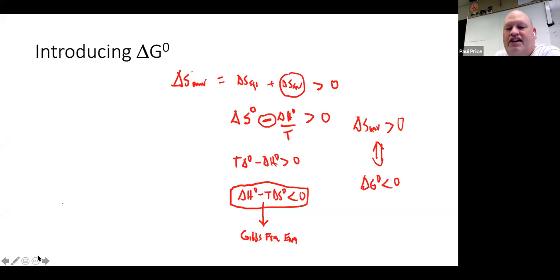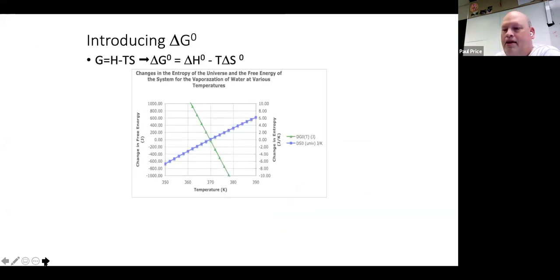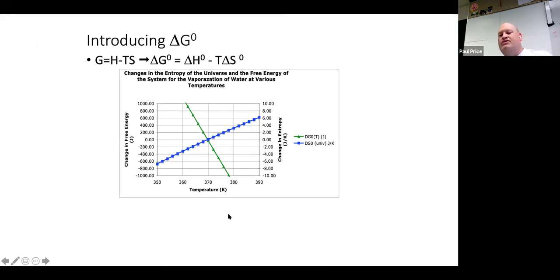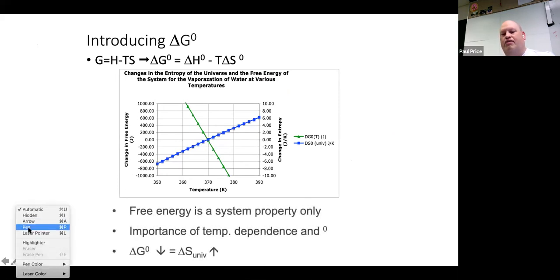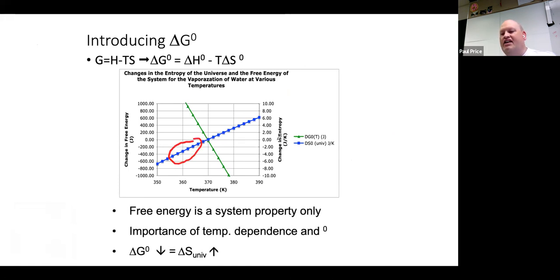So look at that in the context of our water, okay? This graph shows what happens to the entropy change of the universe, all right, as the reaction proceeds. So here is 370 degrees, okay, from right here. Notice over here, delta S of the universe is negative. Here, delta S of the universe is positive. The green line shows you what happens to delta G naught. Over here, delta G naught of the reaction is positive. Over here, delta G naught of the reaction is negative.